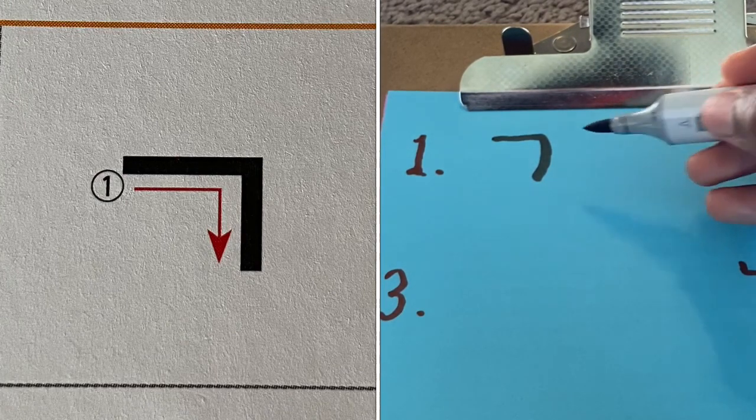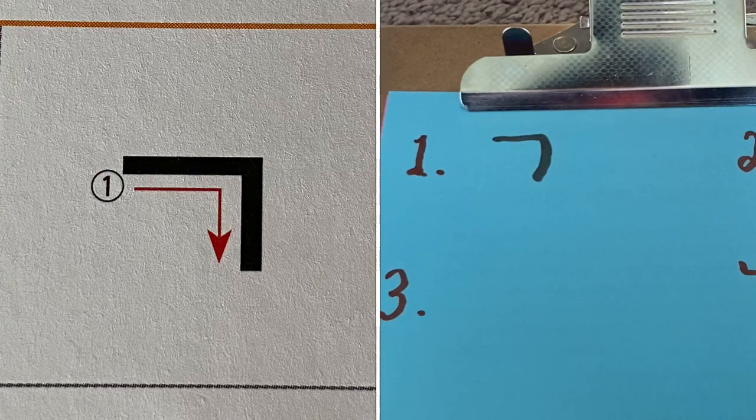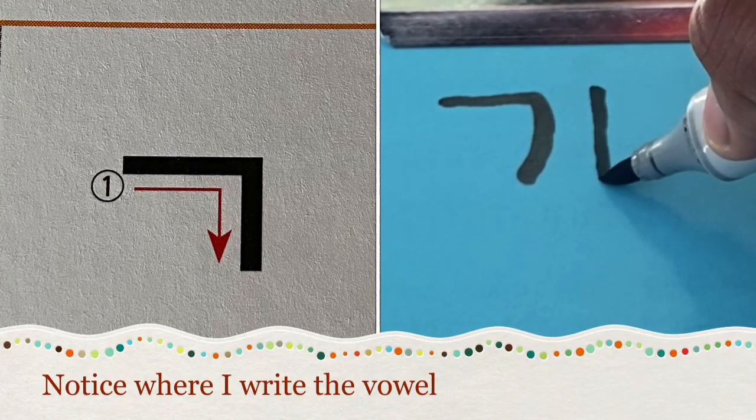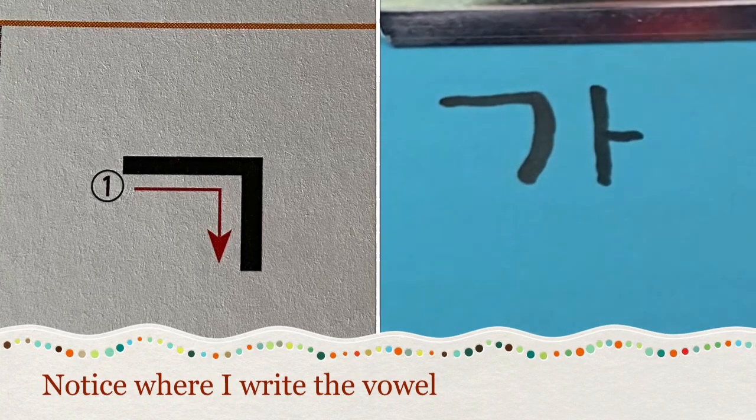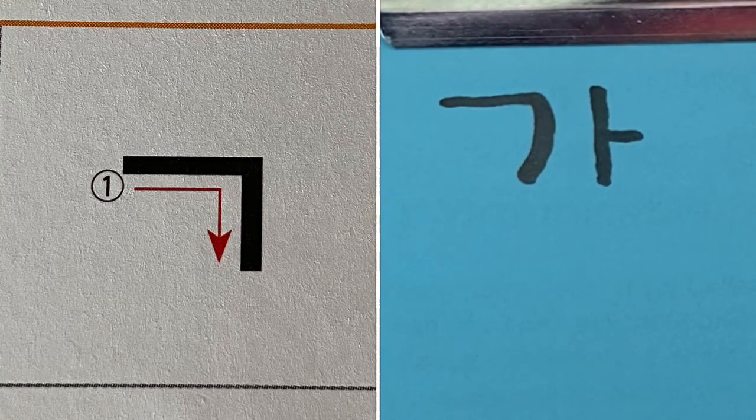Now, 기역 makes a sound between a G and a K. It's like a hard G and a soft K sound. So between those 2 sounds. For example, if I were to put it with A, it would be ga. And with all the other vowels, it would be like gi, go, gu. That's that 기역 sound.